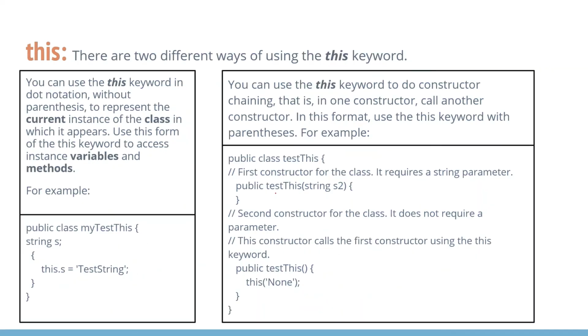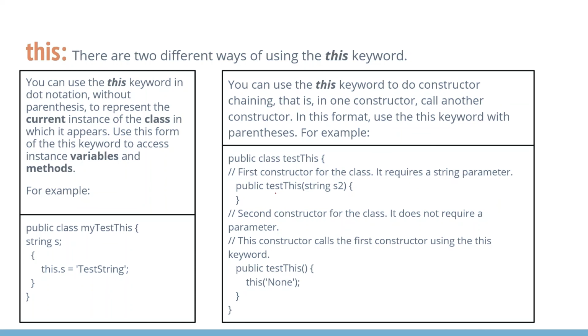Then we have the this keyword. There are two different ways of using the this keyword. You can use this keyword in dot notation without parentheses to represent the current instance of the class in which it appears. Use this form of the this keyword to access instance variables and methods. For example, public class MyTest, String s, we have declared this.s = testString. So s is an instance variable, and that's why we have used this.s, which has the same name as that variable.